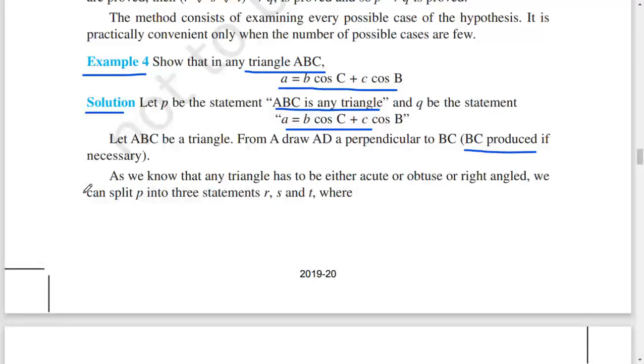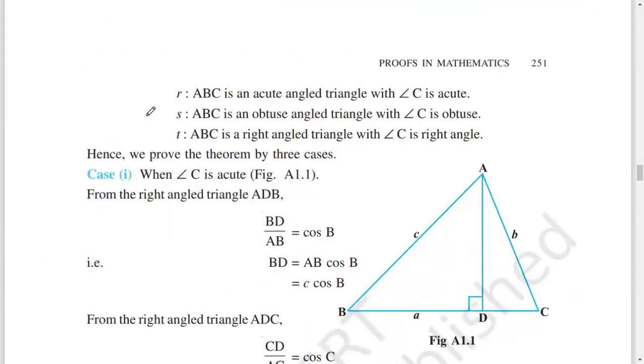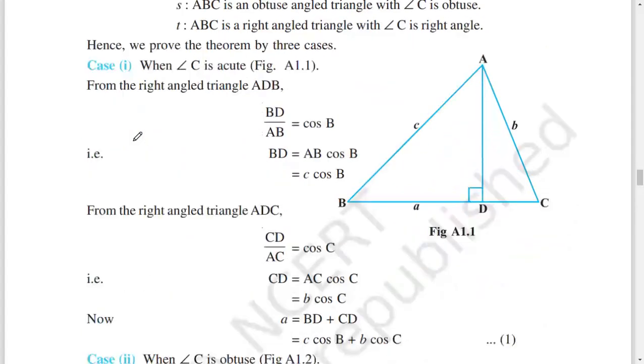As we know that any triangle has to be either acute or obtuse or right angled, we can split P into three statements R, S and T, where R means ABC is an acute angle triangle with angle C acute. S, that is ABC, is an obtuse angle triangle with angle C obtuse. T, that is ABC, is a right angle triangle with angle C a right angle. Hence we prove the theorem by three cases.